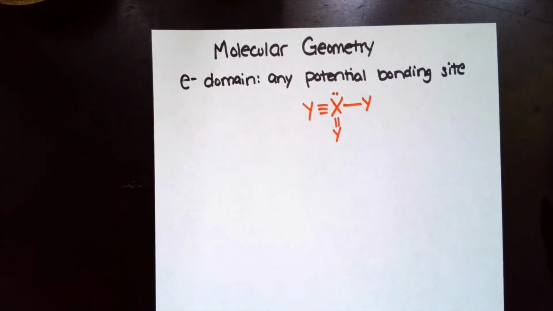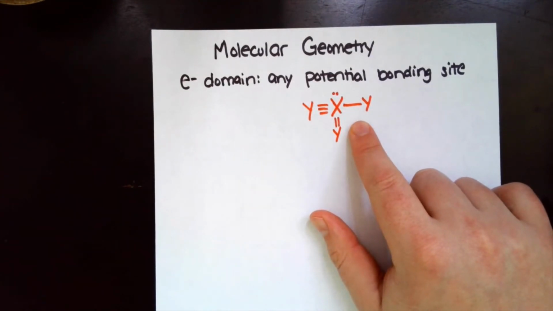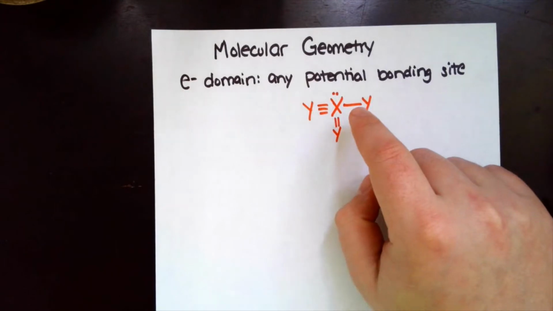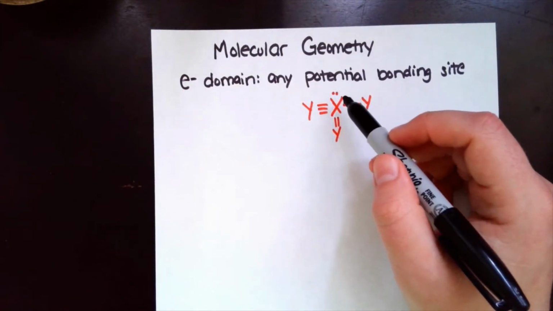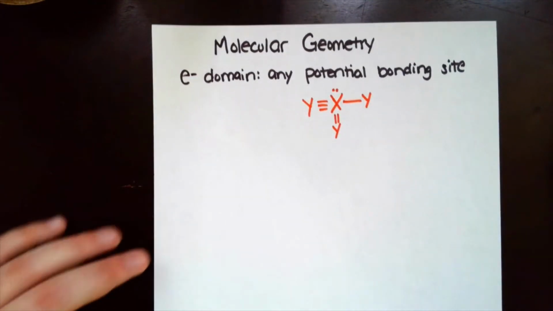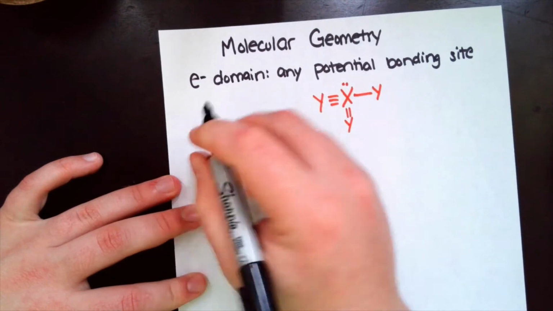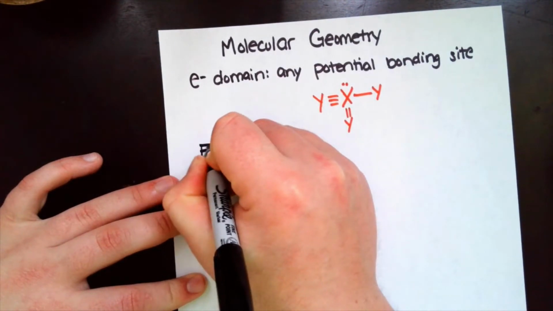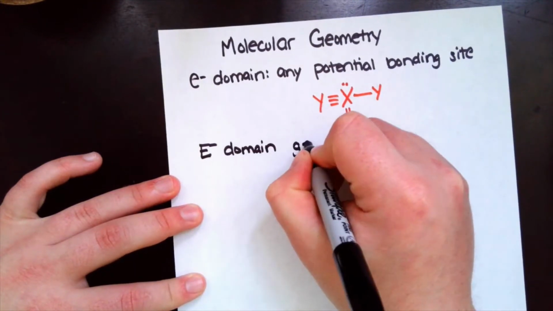So there's two different types of geometries. There's an electron domain geometry and there's a molecular geometry. The electron domain geometry only takes into account the number of electron domains. Molecular geometry basically breaks it down further, and for molecular geometry it matters if those domains are bonds or lone pairs. So let's talk about electron domain geometry first.